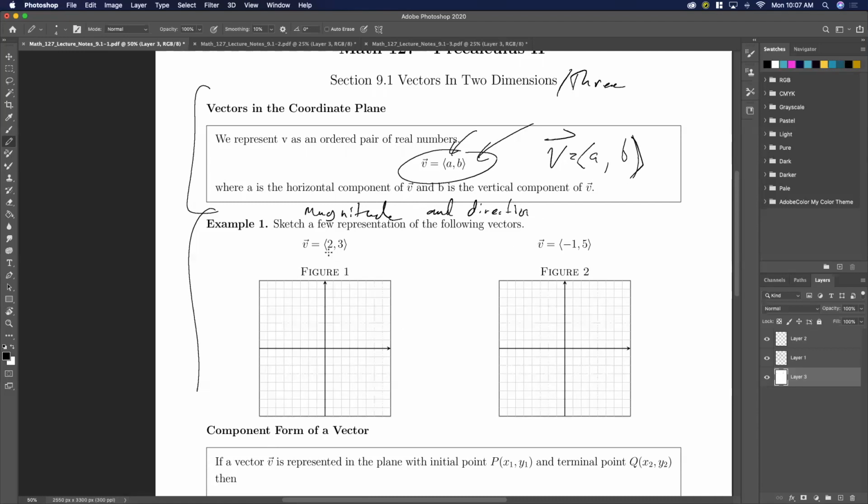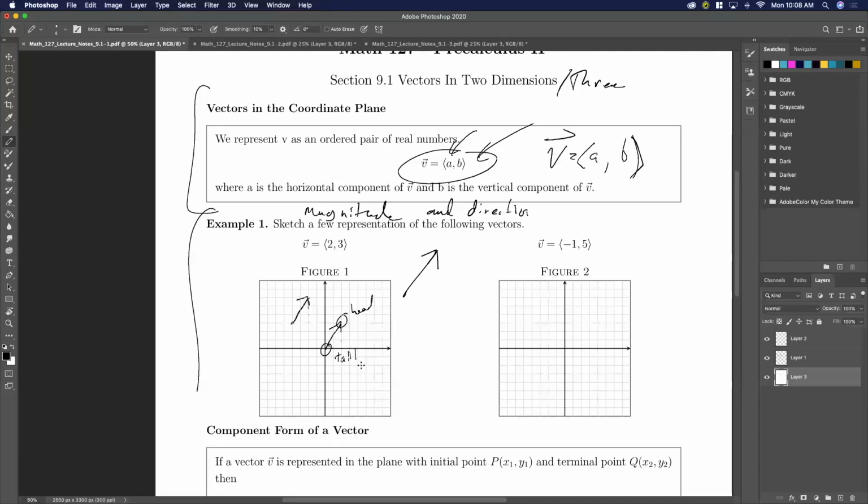So for the vector <2, 3>, I can go over 1, 2, and go up 1, 2, 3. And this is a representation of this vector, right? We call this the tail, and this the head. And you just draw it as an arrow. The tail is where it starts, and the arrow is where it goes. So this is one representation of the vector. Another representation is if I start here at the tail, I go over 2 and up 1, 2, 3.